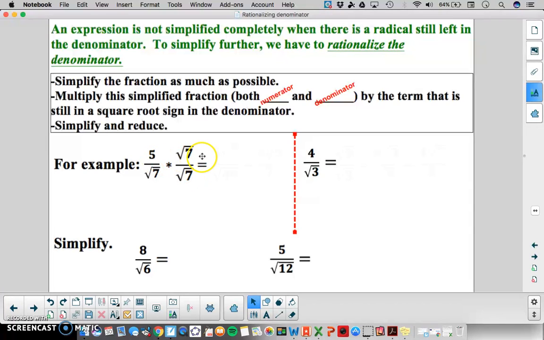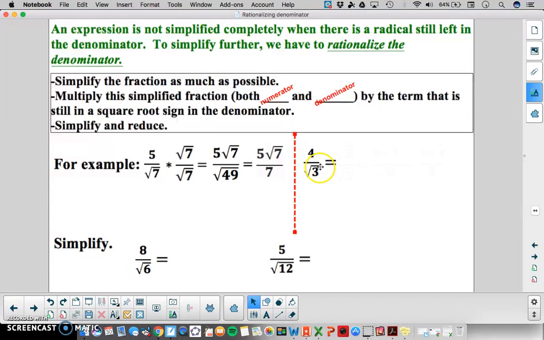When I do that, I multiply straight across for those fractions and I get 5 root 7 over the square root of 49. Well, the square root of 49, because 49 is a perfect square, is just 7. So now by rationalizing that denominator, I no longer have that radical sign in the bottom. So my final simplified answer is 5 root 7 over 7.